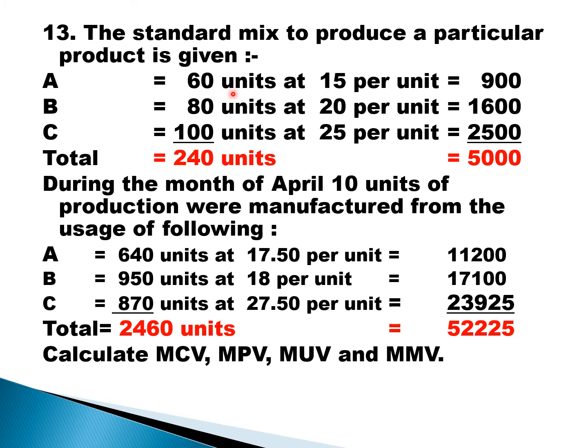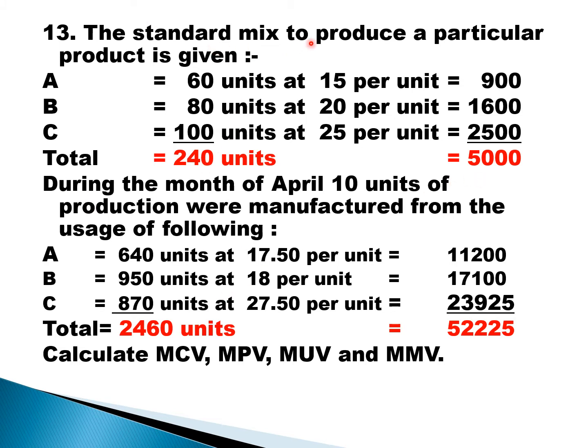A: 60 units at 15 rupees, total 900. That is 60 into 15, you get 900. B: 80 units into 20 rupees, you get 1600. C: 100 units into 25 rupees, you get 2500. Total 240 units, 5000 rupees. See, catch the point, students.